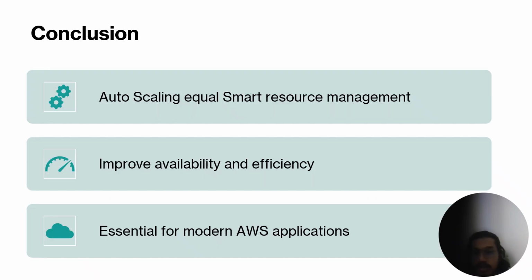So finally, in conclusion, auto scaling groups help you to manage EC2 instances automatically. This maintains the performance, saves cost, and improves the reliability, all without manual effort. It is all done automatically by AWS. This makes auto scaling a core AWS service for building modern, scalable, and cost-effective cloud applications.